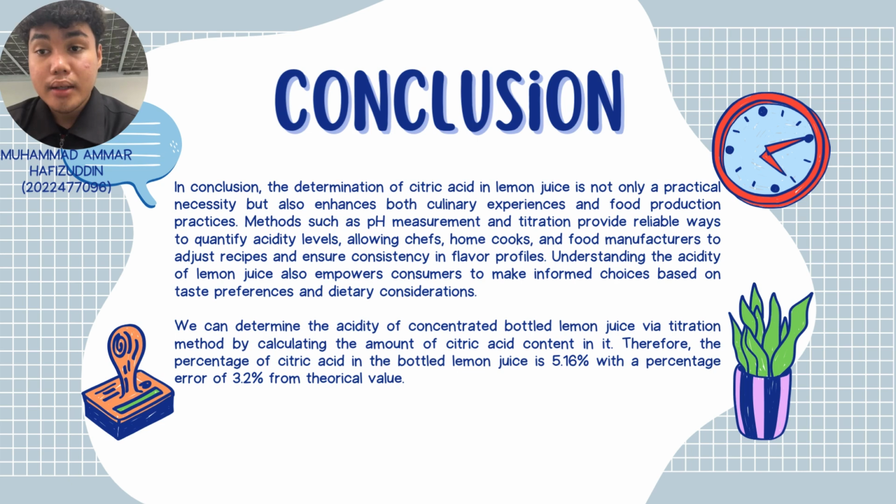We can determine the acidity of concentrated bottled lemon juice via titration method by calculating the amount of citric acid content in it. Therefore, the percentage of citric acid in bottled lemon juice is 5.16% with a percentage error of 3.2% from theoretical value.